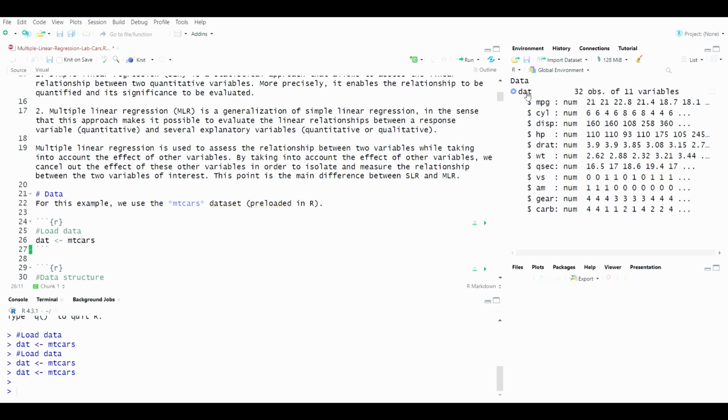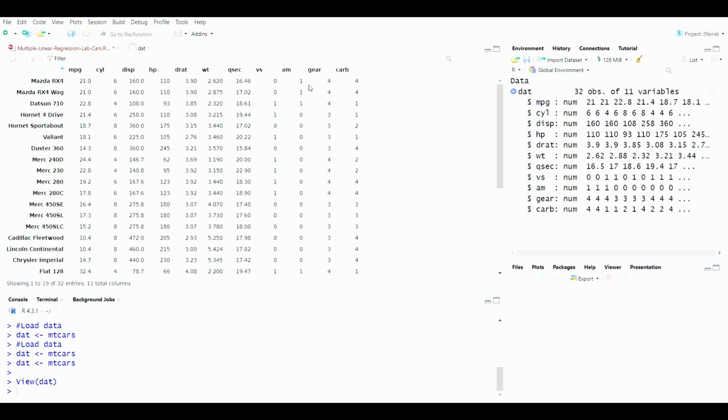If you click on the name dat, it opens up on the left a new tab showing a spreadsheet of the data. Miles per gallon, cylinders, etc., and the names of each car that was measured. You can also use this spreadsheet to sort the columns by clicking on the up and down arrows, sort by smallest to largest, or sort by largest to smallest. It's a pretty handy feature in RStudio.